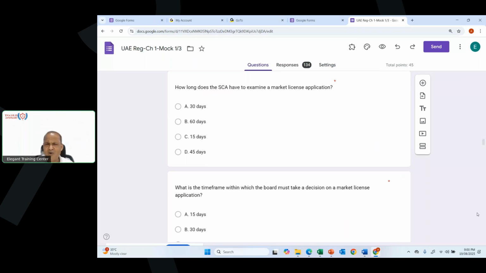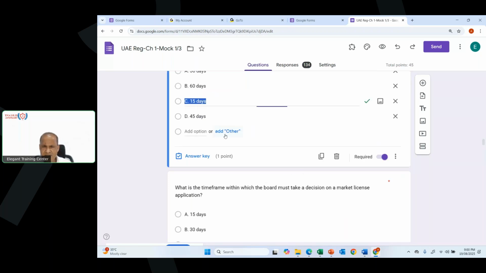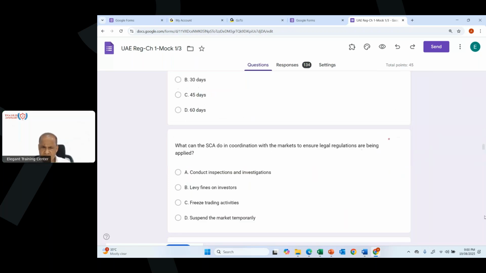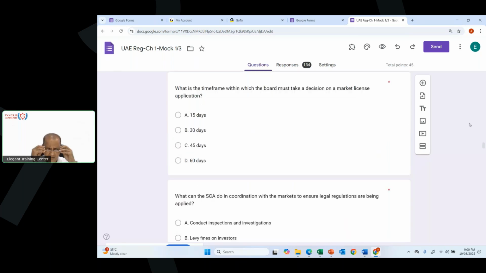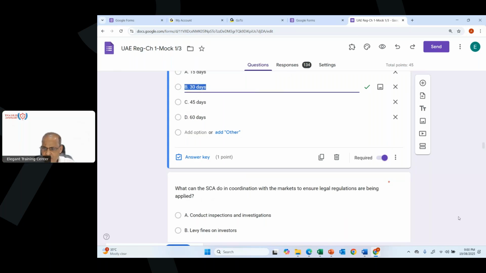Our question is what? How long does SCA have to examine the application? 15 days. Clear? Next. One more here. 30 days. So the board will take 30 days. Clear? Good.